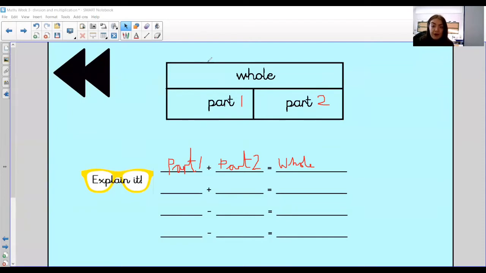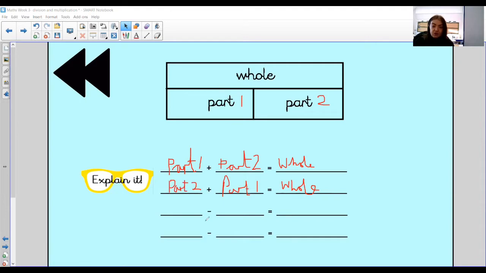So hopefully you've had a little go at that now. So the first one was part 1 plus part 2 equals the whole. Then I've still got another addition. Okay, so what do we know about addition? It's just like multiplication. You can swap it around and it will still get you the same answer. It is commutative. Okay, so you can swap it and still get the same answer. So I know for this one, hopefully you have got part 2 plus part 1, very tricky, equals your whole. Because remember, when you add, you are getting the whole.